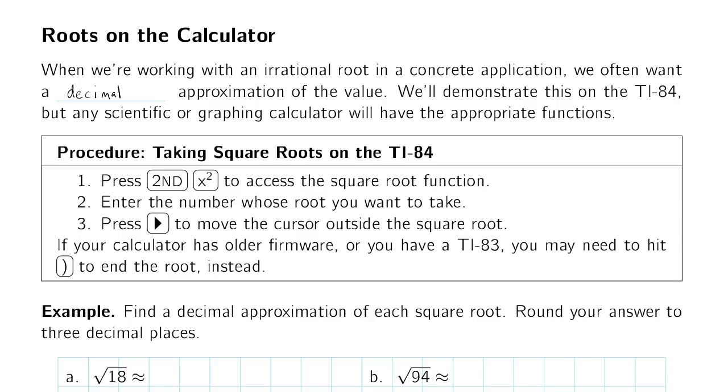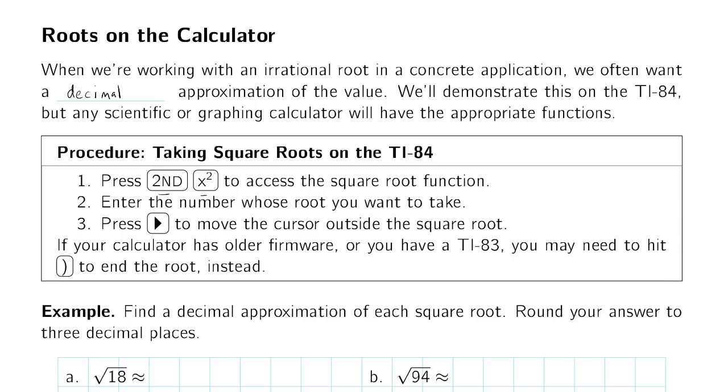On the TI-84, for example, to access just the square root function, we press second and then the x squared button. That gives us a radical symbol. We enter the number whose root we want to take. If we want to do any more arithmetic, we press the right arrow to get the cursor outside the root. On older firmware or on the TI-83, instead of putting the number visually inside the square root symbol, the calculator will put whatever you're taking the square root of in parentheses, so you need a close parentheses to end the root.